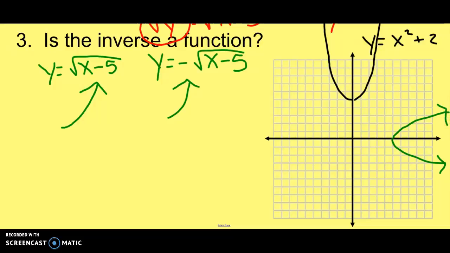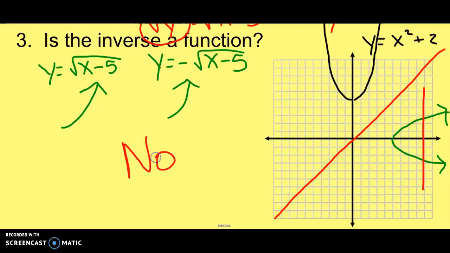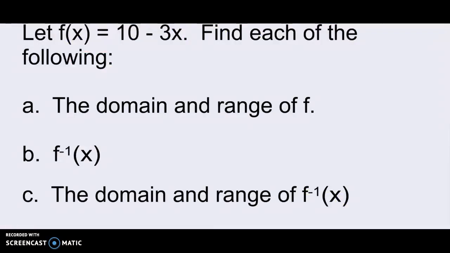All right. So again, these two functions are symmetric with respect to the line y equals x. So there's your line y equals x, and look how these look like mirror images of each other. So is the inverse a function? Well, I don't think so, because it crosses too many times. So no, it is not a function. All right, let's look at one more, and then I'm going to let you work on your assignment. So here we go.